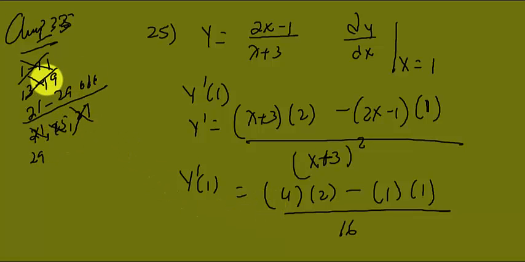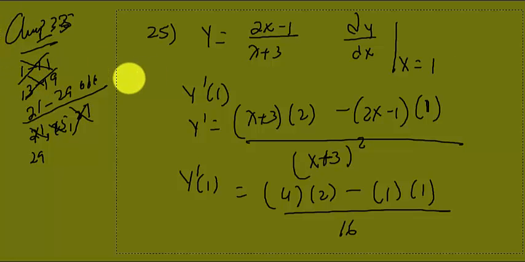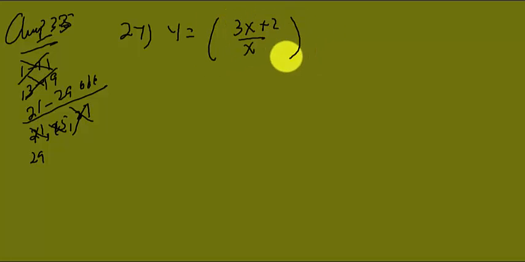Okay, 27. You have y is equal to 3x plus 2, all that over x, and then times the quantity x to the minus 5 plus 1. They want me to do the same thing, find the derivative and evaluate that at 1. So I'm trying to find y prime of 1.